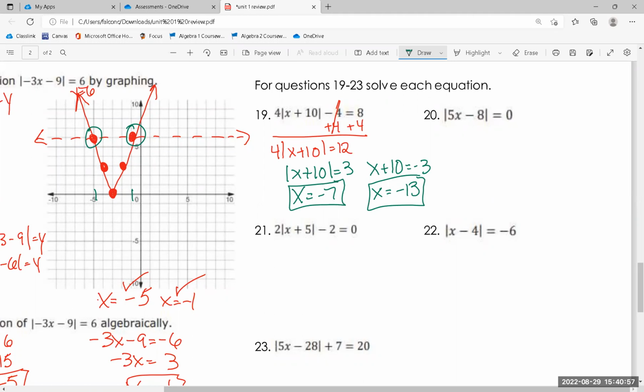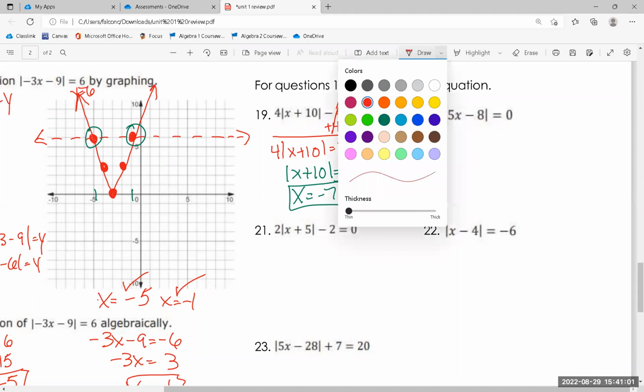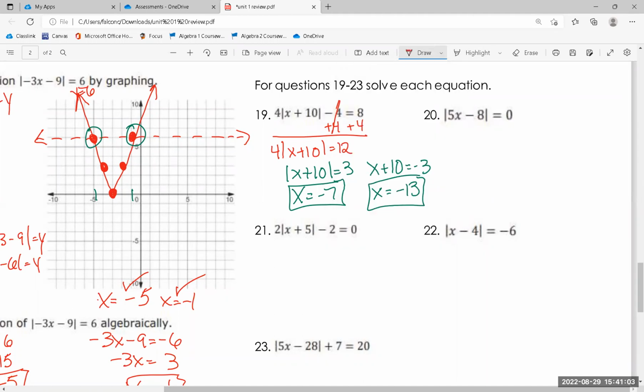All right, next one. If the absolute value is equal to 0, we know that there's only going to be one solution, right? We can't do a positive and negative case for this. There's no such thing as +0 and -0, it's just 0. So we're going to just add the 8 and get 5x equals 8, and then divide both sides by 5. So x equals, just leave it as a fraction, 8/5.